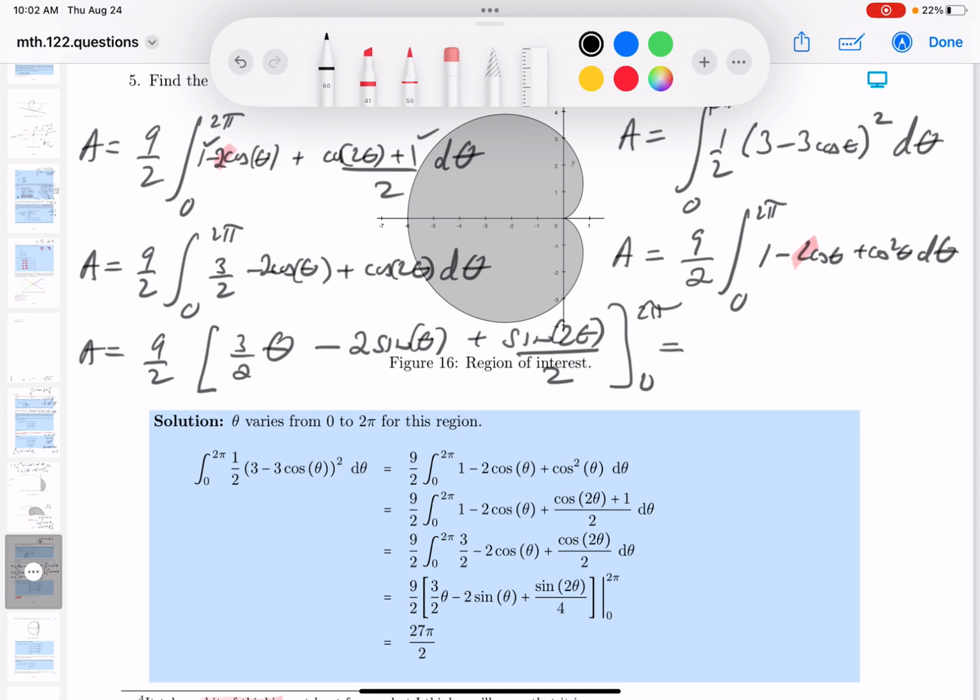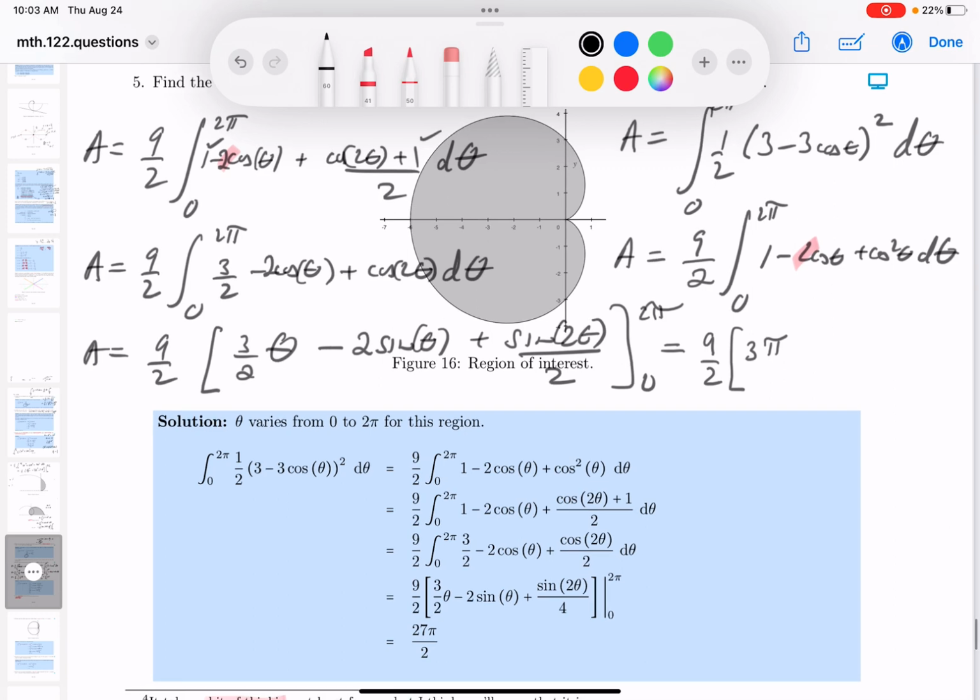All right, I got some work to do. And, I always say one step at a time. 9/2. I'm plugging in 2 pi first. So I get 3 times 2 pi over 2, and the 2's cancel. So I get 3 pi. And then what do you get? The sine of 2 pi is 0. I'm not going to write that down. Let's see, the sine of 4 pi is 0. I'm not going to write that down. So I'm done with this.